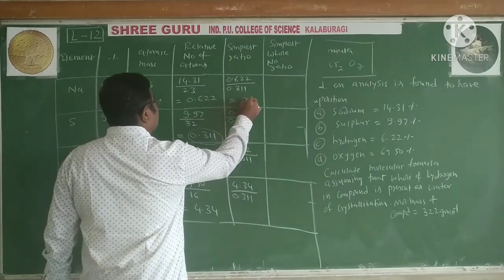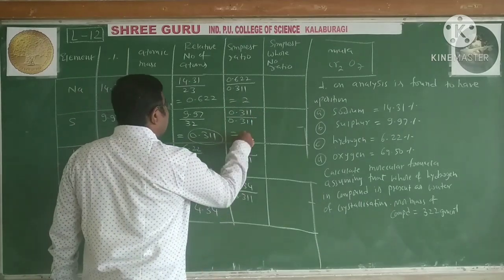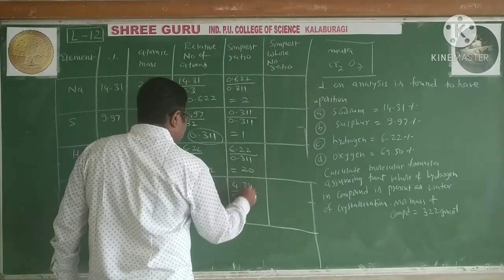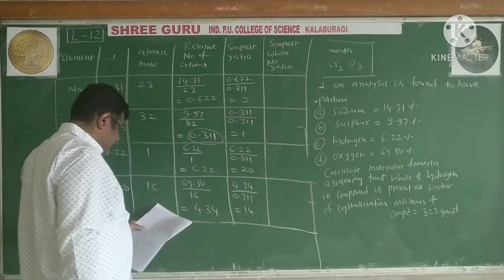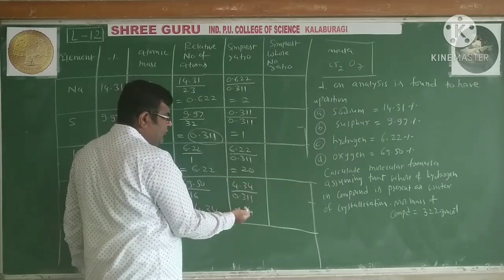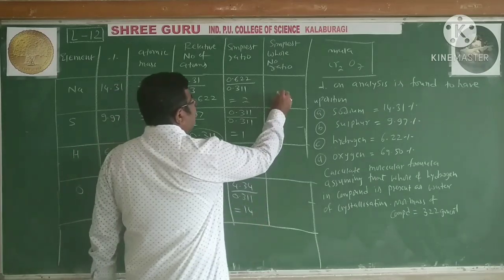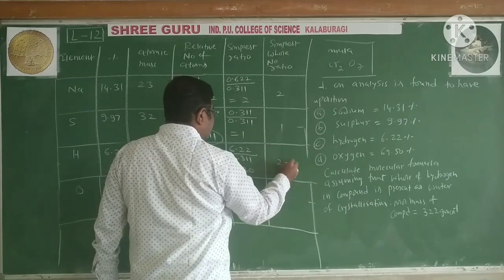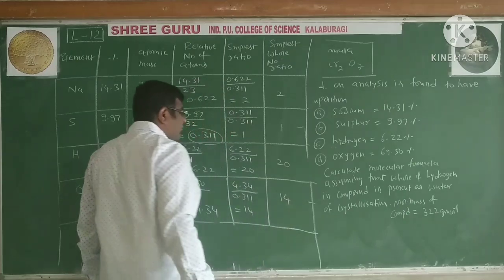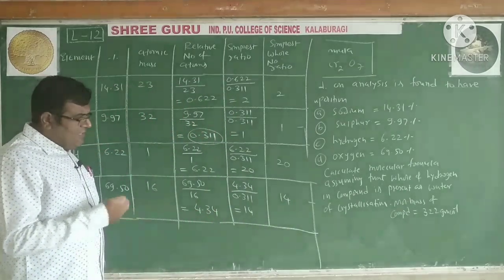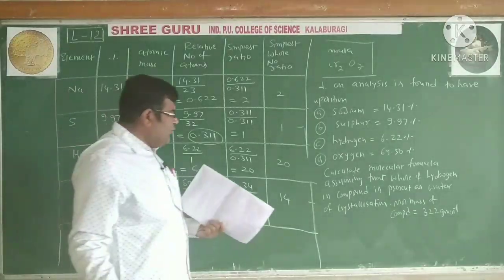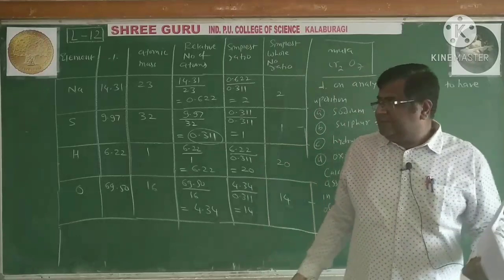This happens to be 2. This happens to be 1. This happens to be 20. And this is 14. So no need to multiply with any integer. We are getting whole numbers only, so write them as they are. If we are not getting whole numbers, then only we have to multiply. But in this case, that step is not required, so we write those numbers as they are.